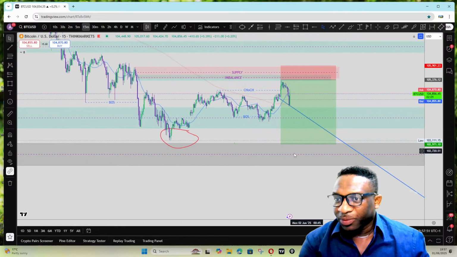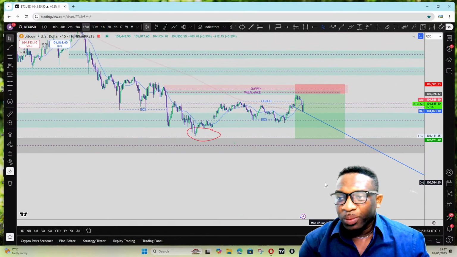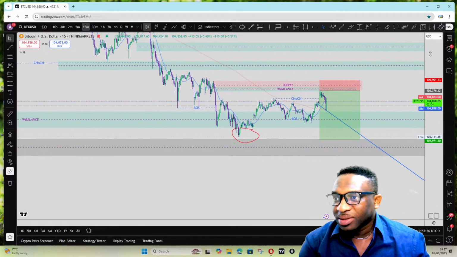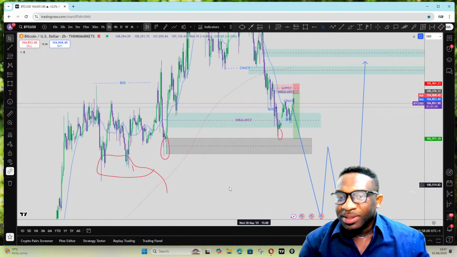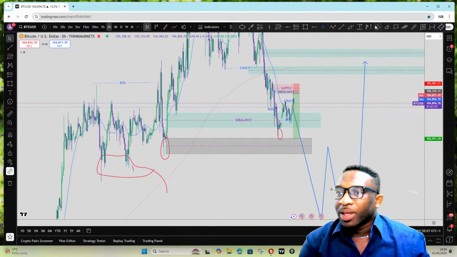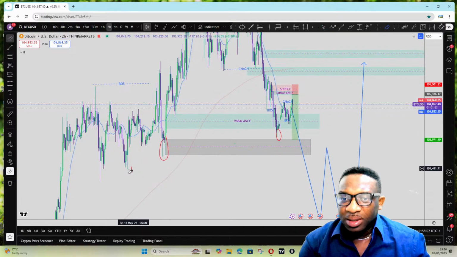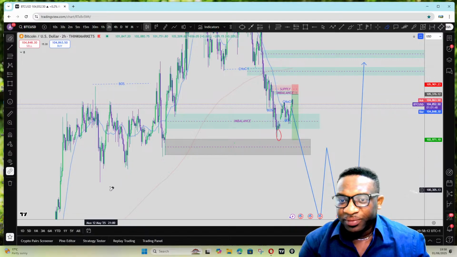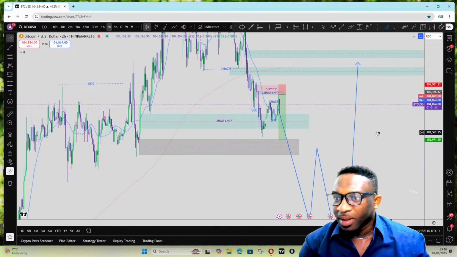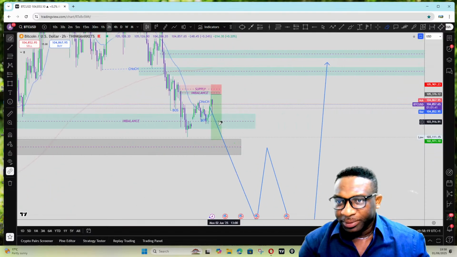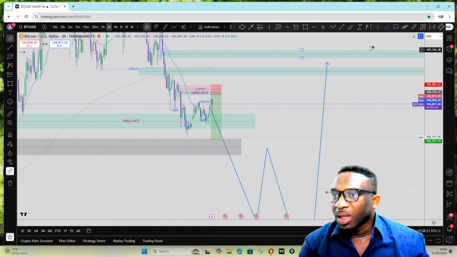We've seen some reaction here, but overall we identify some pending areas on the higher time frame where we expect Bitcoin to clear these areas of liquidity, and then also fill these areas of imbalance that are left there. So currently this is what we have on Bitcoin.